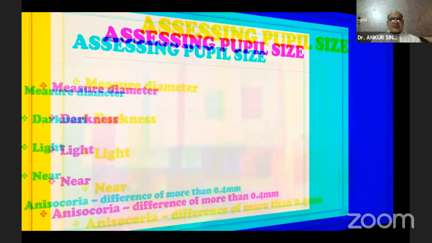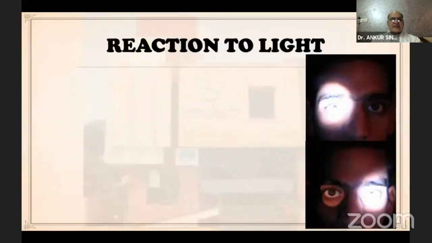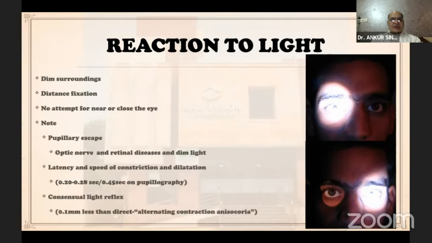Now, for testing reaction to light, we should have dim surroundings and ask the patient to fixate at a distance. There should not be any attempt to close the eyes or look at near, as people can constrict. Look for the pupillary constriction, speed of constriction and dilatation, and pupillary escape, which can be there in optic nerve and retinal disorders, where the pupil constricts and dilates again. Consensual light reflex should also be noted.